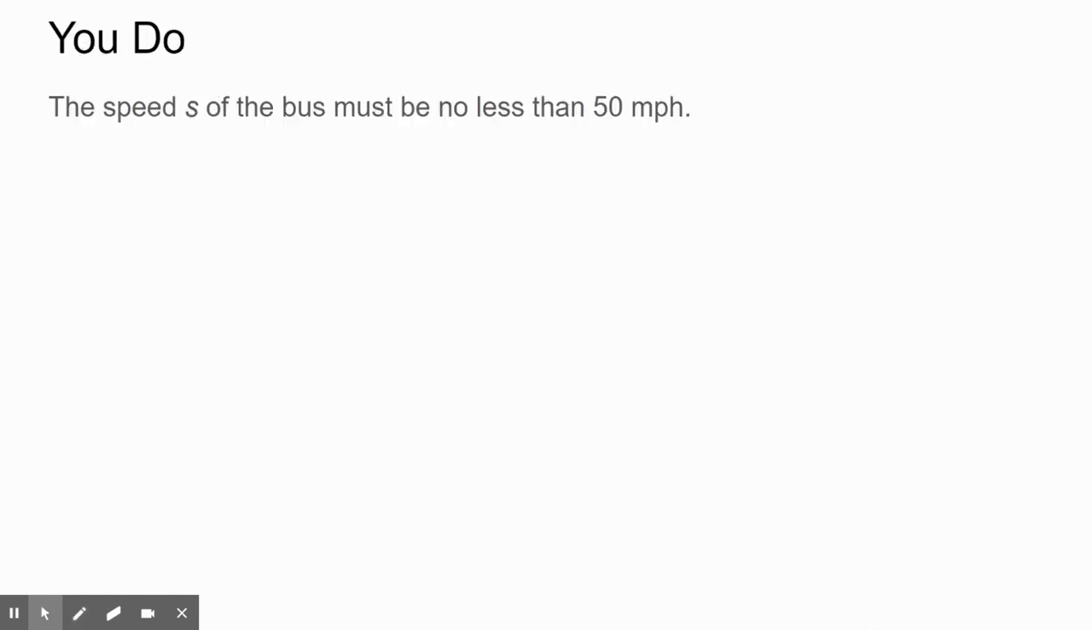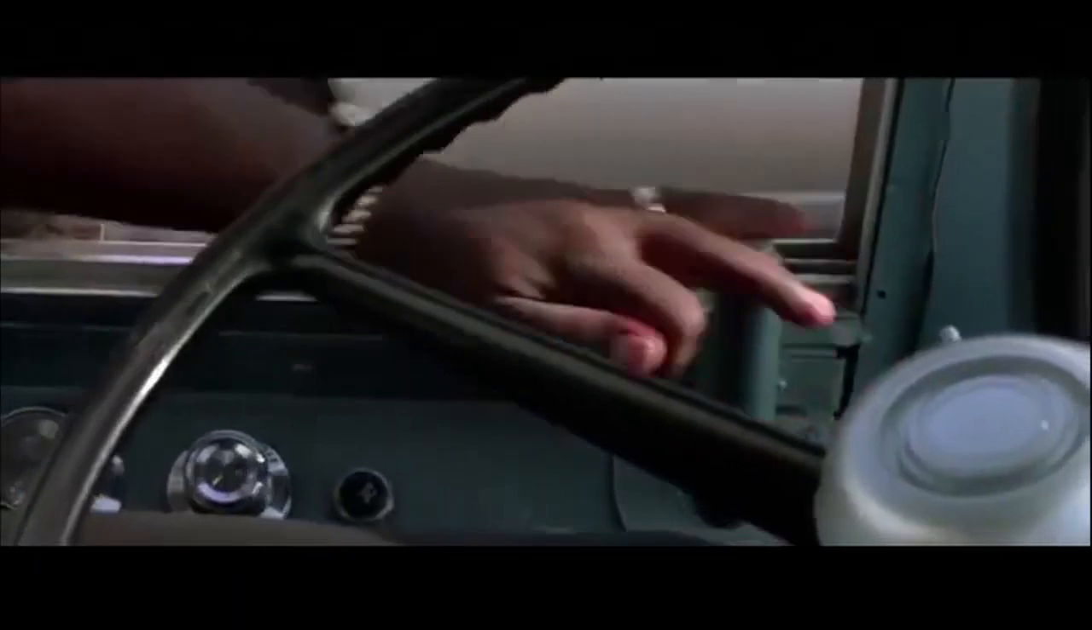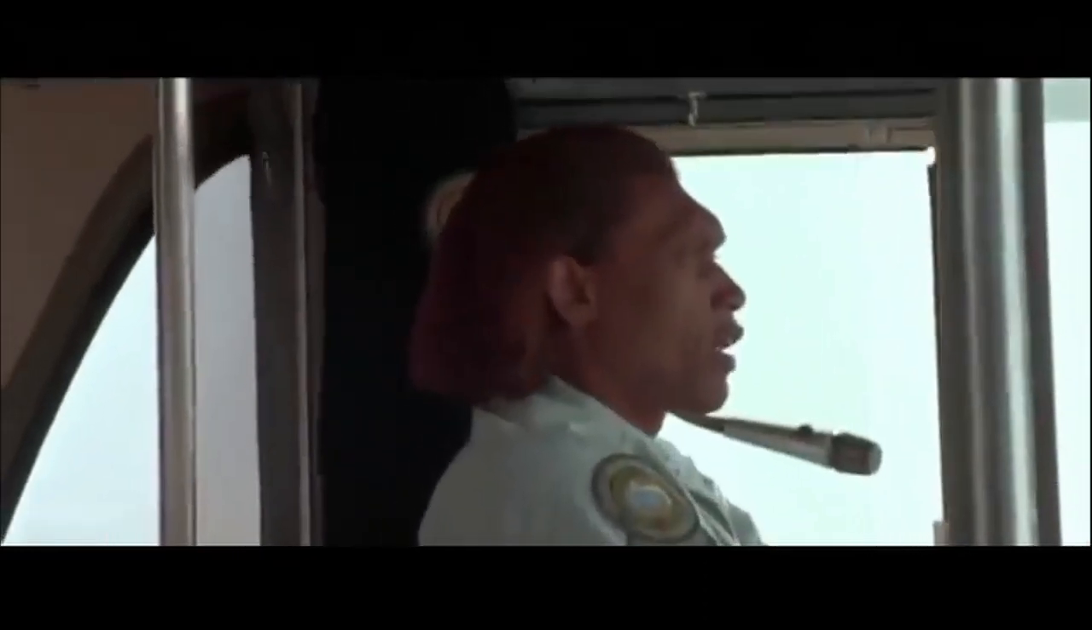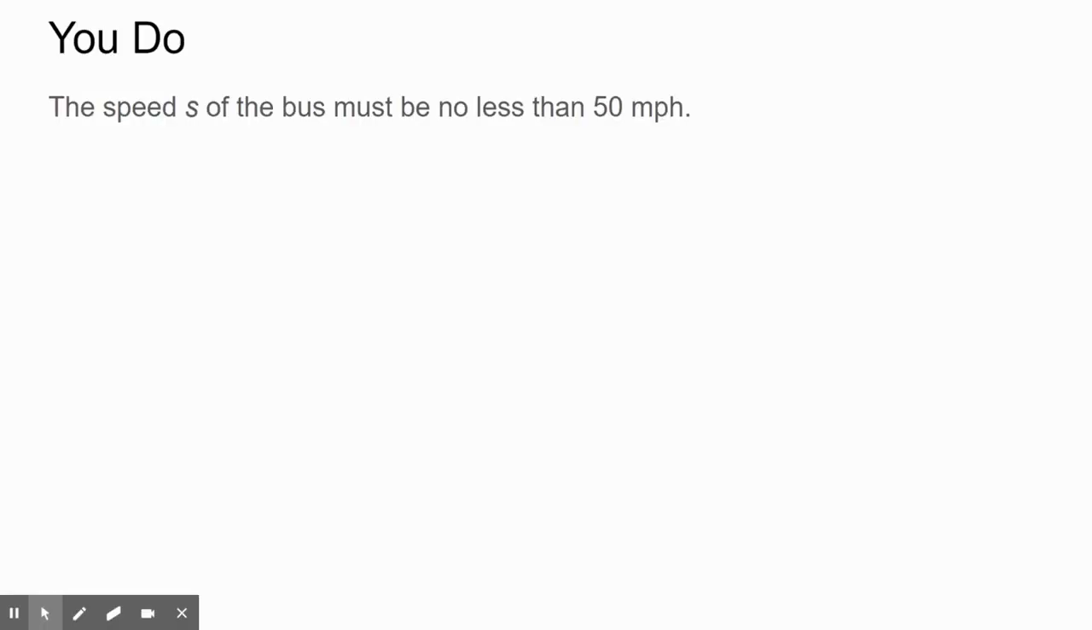So, our you-do problem for today. You have the speed S of the bus must be no less than 50 miles per hour. 50! Stay above 50! Alright? Take some time. Think about what are the inequalities that you have to use. What is the variable? What is the number? Pause the video. Shouldn't take you too long, I hope.